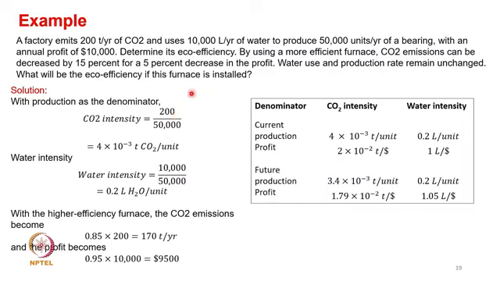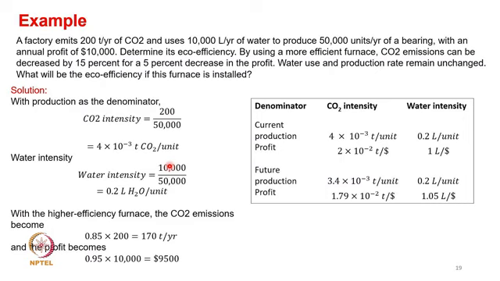So, you are generating 200 tons of CO2 by making 50,000 units of bearing. So, the intensity would be 200 divided by 50,000, which is 4 times 10 to the power minus 3 tons of CO2 per unit. And what is the water intensity in this case? It is 10,000 liters of water used for making 50,000 units of product. So, it would be 10,000 divided by 50,000, which is 0.2 liters of water per unit. That is the corresponding CO2 intensity and the water intensity.